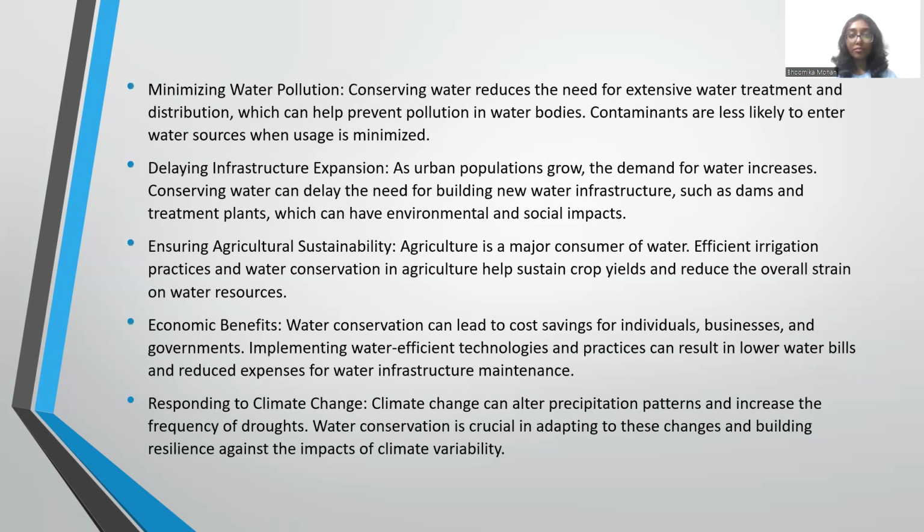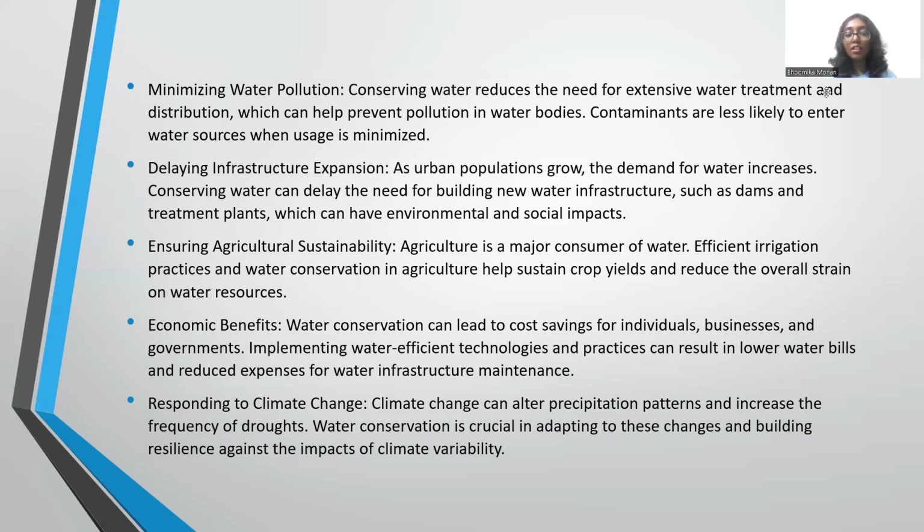Minimizing water pollution. Conserving water reduces the need for extensive water treatment and distribution, which can help prevent pollution in water bodies. Contaminants are less likely to enter water sources when usage is minimized. Delaying infrastructure expansion: as urban populations grow, the demand for water increases. Conserving water can delay the need for building new water infrastructure, such as dams and treatment plants, which can have environmental and social impacts.